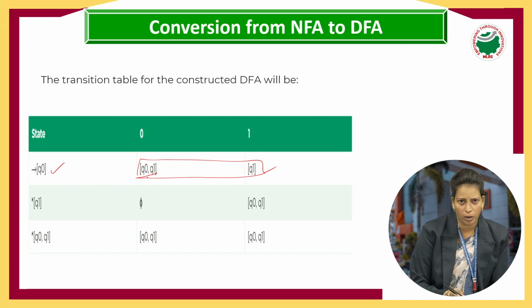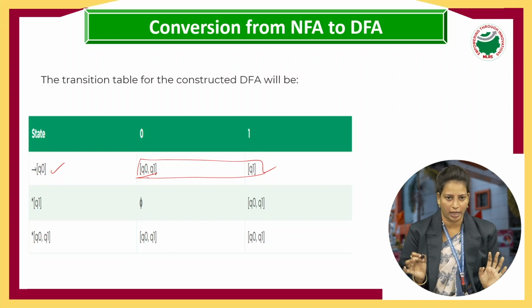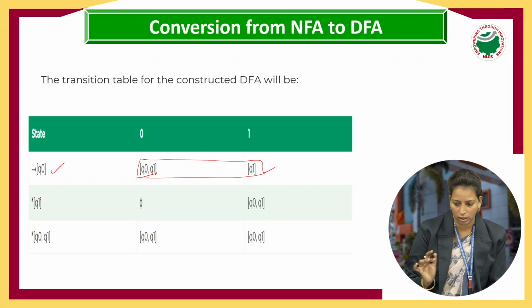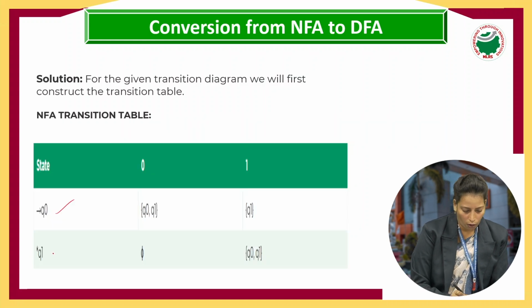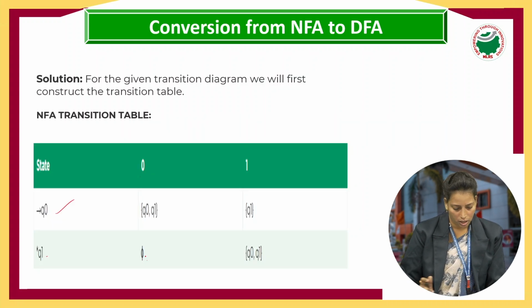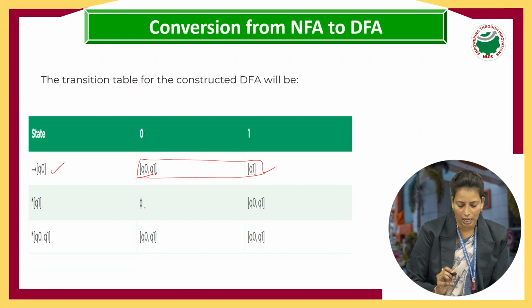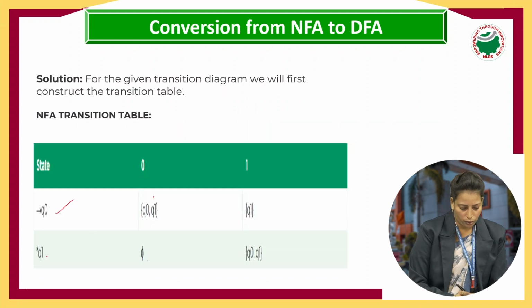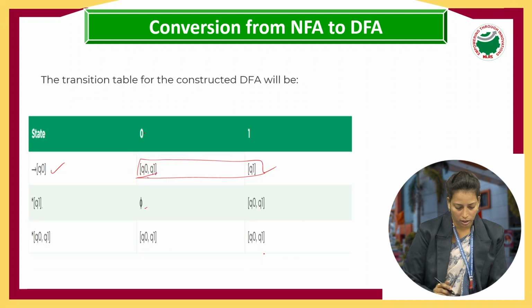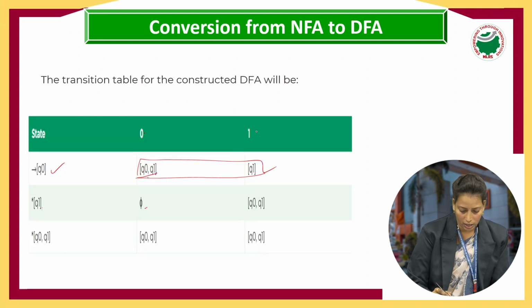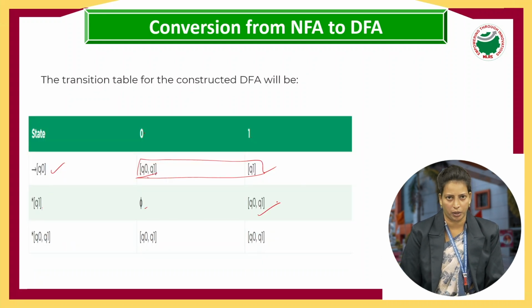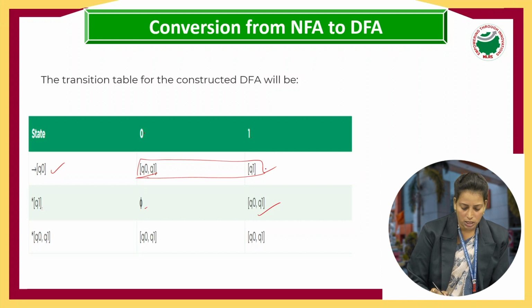Consider either Q0 comma Q1 or Q1. We consider any one. So first consider Q1, right? So Q1 of 0 is the null set. Next, Q1 of 1 is Q0 comma Q1. Next, Q1 is already over.